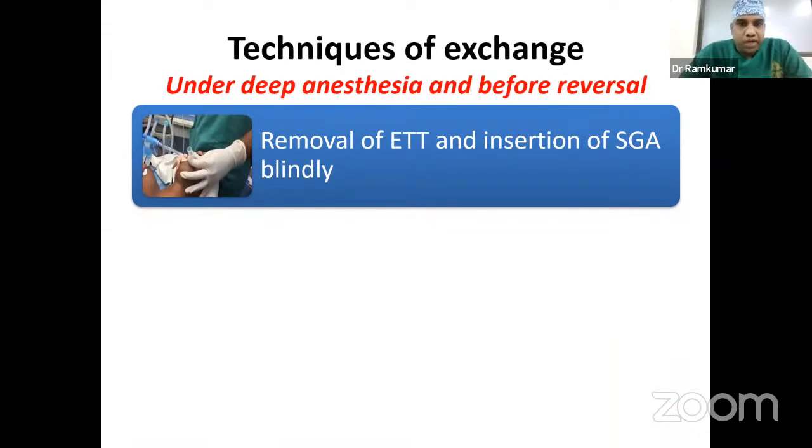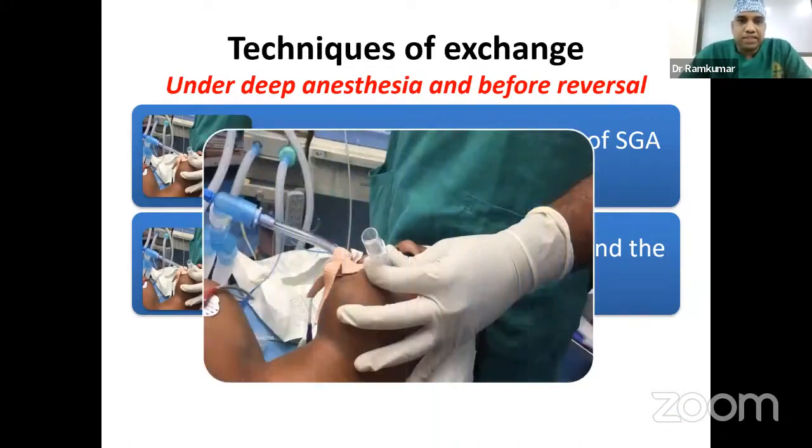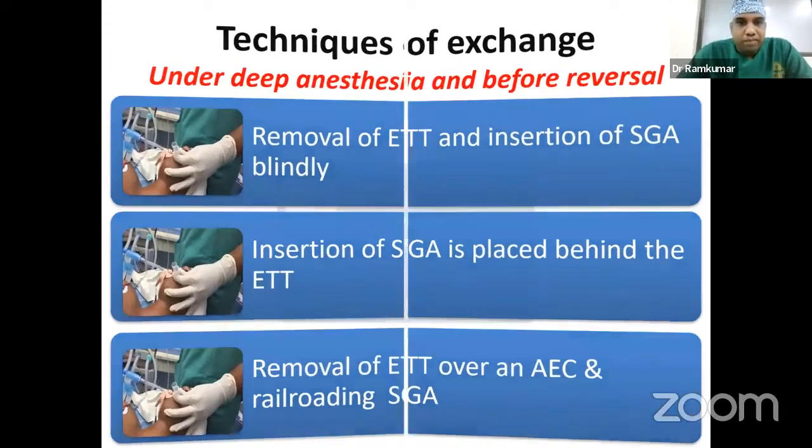There are ways to do it. One way is to remove the ET tube and insert the supraglottic device blindly, or you can keep the endotracheal tube in situ and place the supraglottic device like this. There's a tube which is still in situ and the device is placed. The other technique is to railroad an advanced airway catheter into the endotracheal tube, remove the endotracheal tube and railroad the SGA over it, so that it gives a 100% success rate, and you can confirm it also. This is called Bailey maneuver.